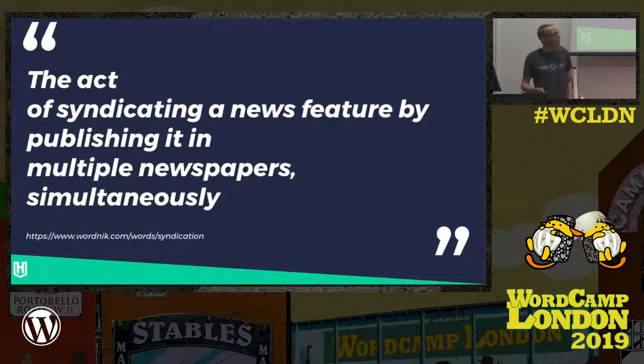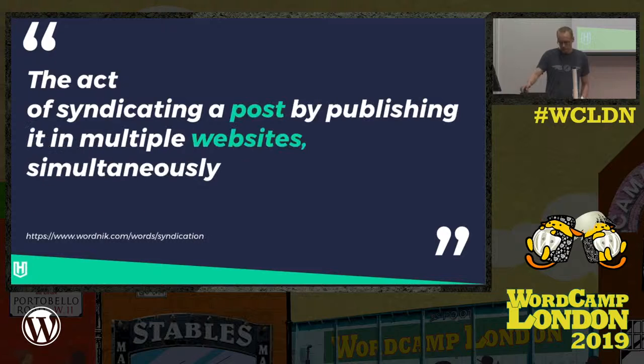So in terms of the web and in WordPress, we might change that definition slightly to be something more like this: the act of syndicating a post by publishing it to multiple websites simultaneously. So it's the concept that someone writes a piece of content, a post, a page, whatever it is in WordPress, and then we can make that content available on multiple different websites for whatever reason that might be. So that's what we mean by syndicating content anyway.